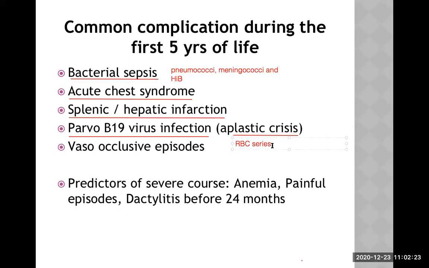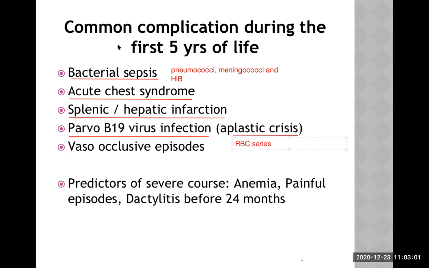So the child is already anemic because of sickle cell anemia. On top of that, because of this parvovirus B19 infection, the child will become severely anemic. And the treatment is blood transfusion. This viral infection doesn't last longer; it will disappear after a certain time. So we should save the child from the effect of anemia during that period. This is known as aplastic crisis. Remember, it doesn't only occur in sickle cell anemia, it can occur in any type of hemolytic anemia.